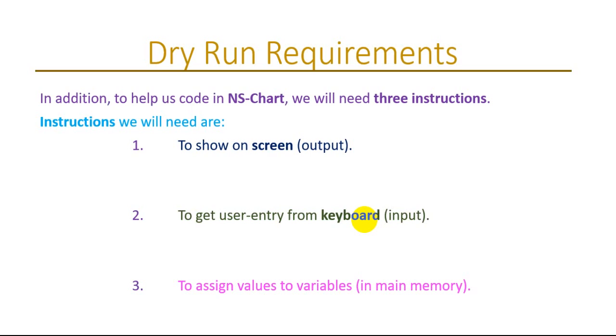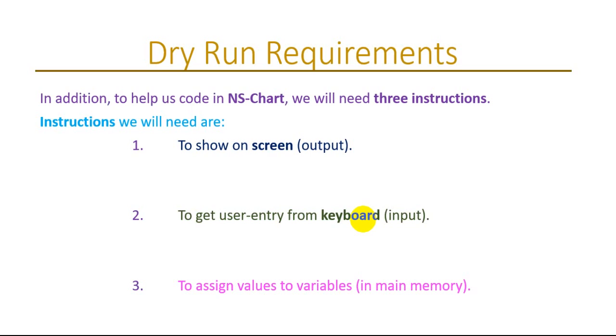So these are the three commands I'm going to use in addition to the NS chart symbols. And using this, we will be writing code in our future sessions. Okay, so only three things: the four NS chart symbols, the process, decision, then the loop while and the loop until. Those plus three commands: one to output, one for input, and one to handle the memory variables. So these three commands.